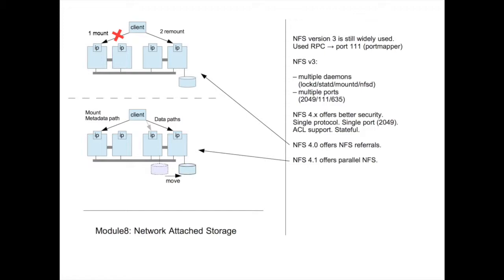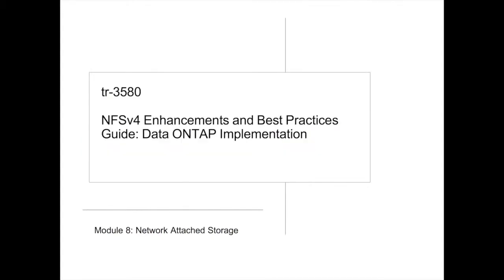Also 4 supports ACLs. There's a lot more to read on that. You should have a look at the technical reports if you want to have a better overview of NFS version 4.0 and 4.1. Yet, the bulk of actions that you have to take to successfully mount NFS volumes, whether you use version 3 or 4, it doesn't really matter. The policies and all that stuff are basically the same.